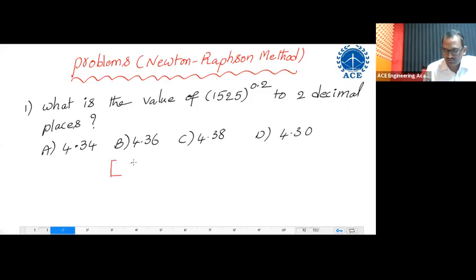This problem was given in the Engineering Services Examination Prelims Paper 2018, ESE 2018, Prelims.